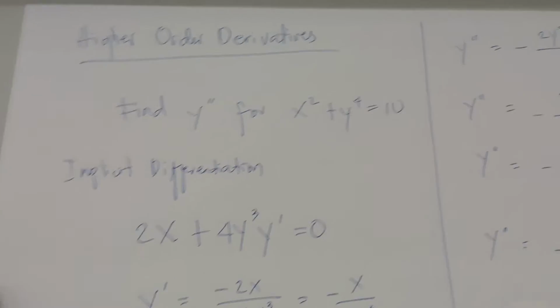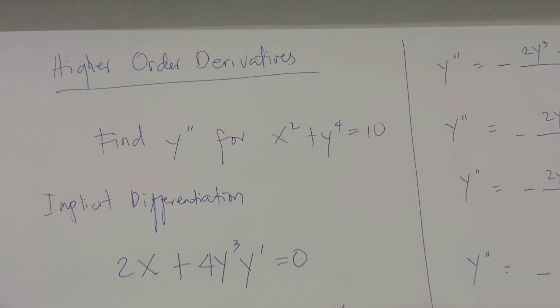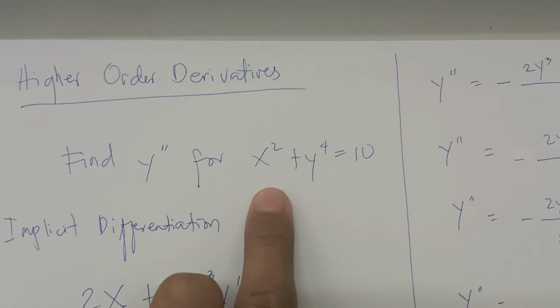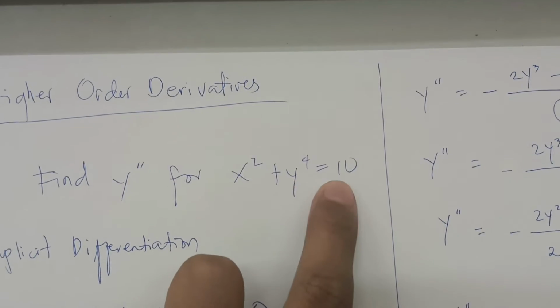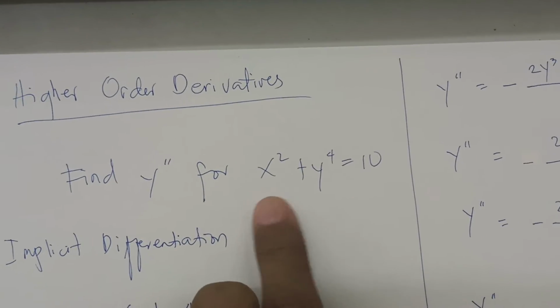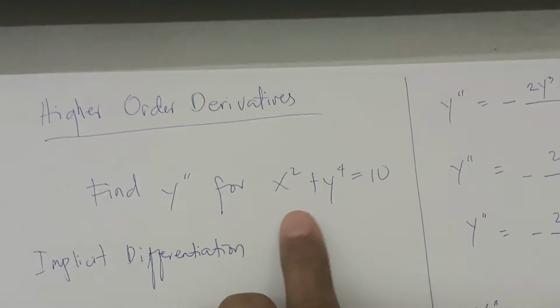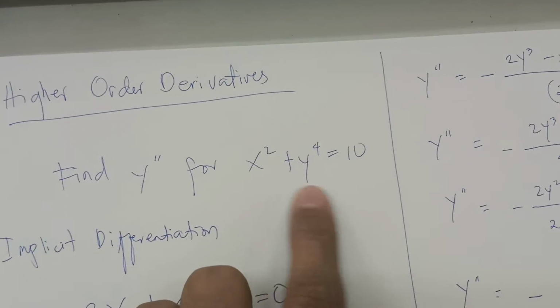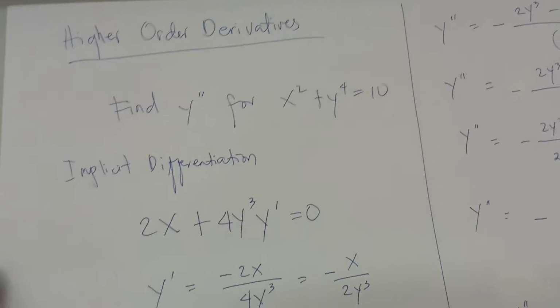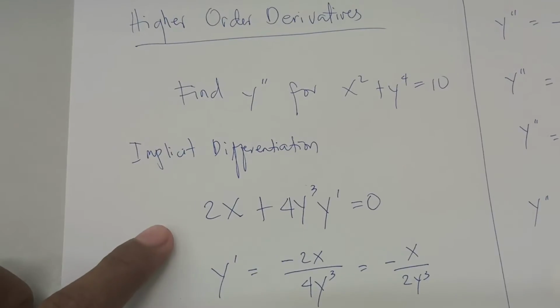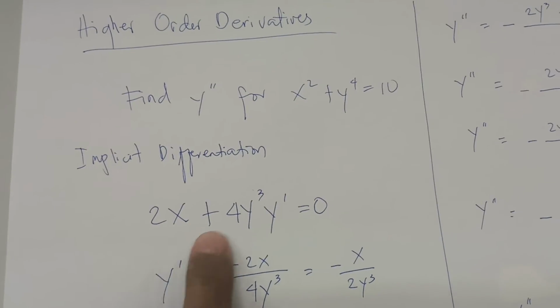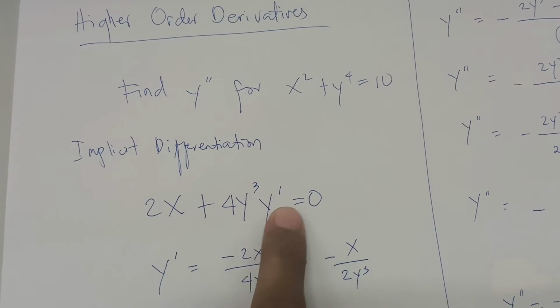Okay, so this is an example of higher order derivatives. We have here a function x squared plus y raised to 4 is equal to 10. You notice we will apply implicit differentiation in this kind of function. So for the first derivative, we have 2x plus 4y cubed times y prime.